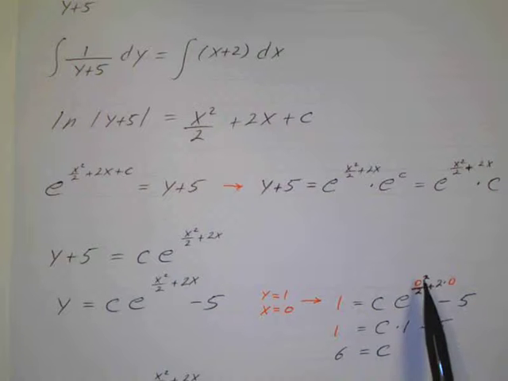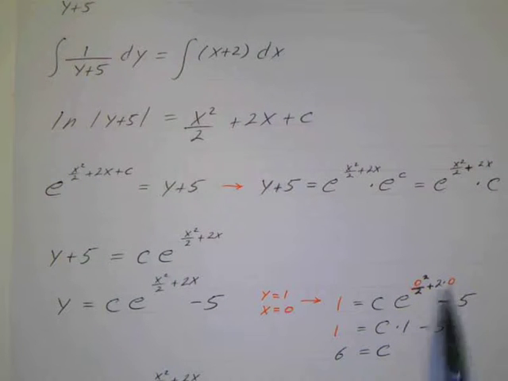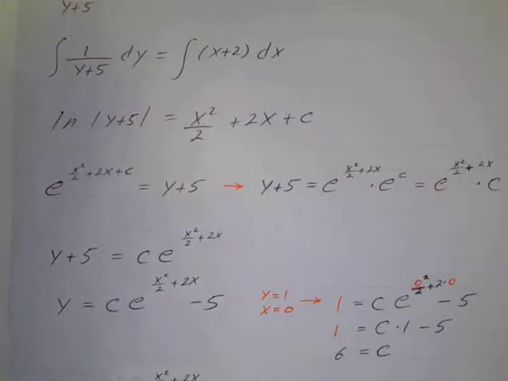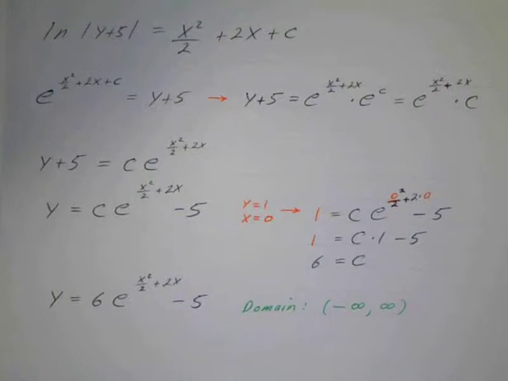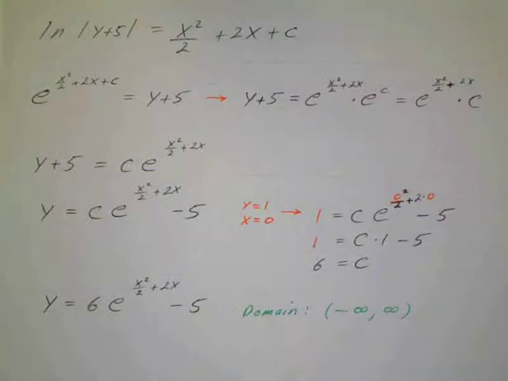Well, that's just 0, because 0 squared is 0 over 2, plus 2 times 0 is 0, it's just 0. What's e to the 0 power? 1. So I've got 1 times c minus 5. If I add 5 to both sides, I end up with c equals 6. So I just substitute that in my equation. I don't have any natural logs of x or any issues like this, so my domain would be all real numbers, negative infinity to infinity.